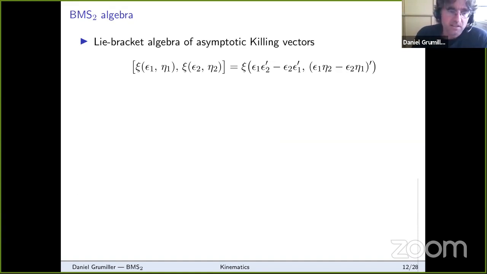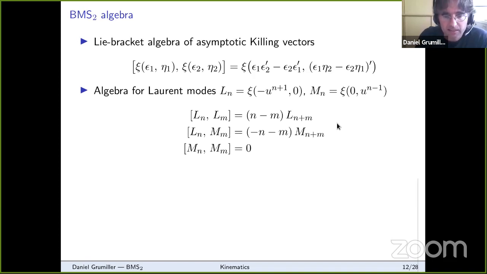First, let's consider the core part of this talk, the BMS2 algebra. So this is just the Lie bracket algebra of asymptotic Killing vectors. If you take the Lie bracket of two Killing vectors of the previous form, you get again a Killing vector of that form with this combination of parameter functions. And to bring this into a more familiar form, you can introduce Laurent modes, or if you go to Euclidean signature and you compactify, you can also introduce Fourier modes, and you get the same algebra.